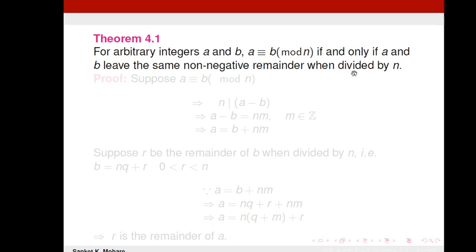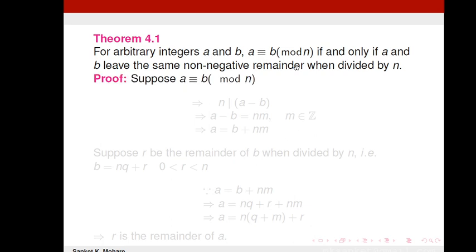So whenever we divide a by n and b by n, and if they leave the same non-negative remainder, then we say that a is congruent to b modulo n. This we have to prove. So first we assume a is congruent to b modulo n and prove a and b leave the same non-negative remainder when divided by n. And in the second case, we assume this statement and prove a is congruent to b modulo n.